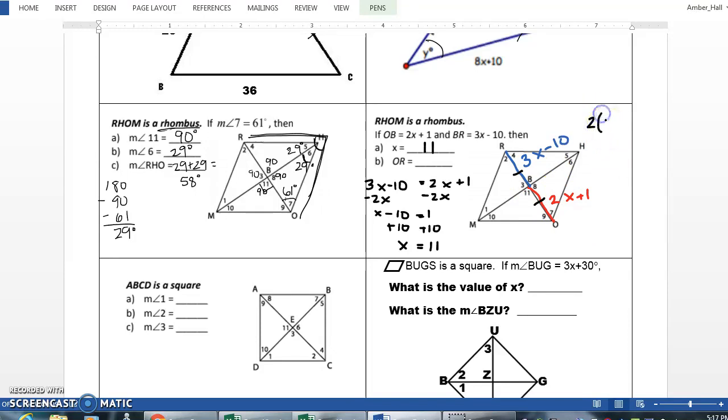So 2 times 11 plus 1, I just plugged it right into this OB. 2 times 11 is 22 plus 1. 23 is the length of OB, which means that 23 is the length of BR. So the length from here to here, OR, is 23 plus another 23, which is 46.